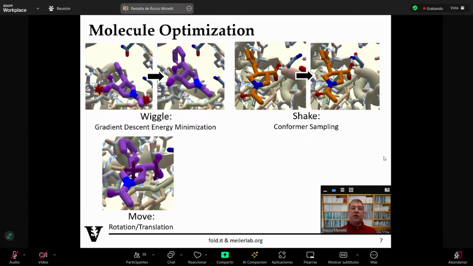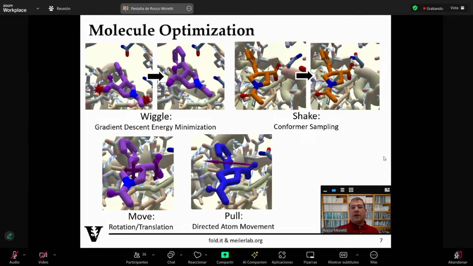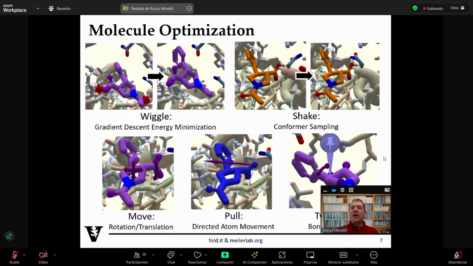There's a Move tool, which allows rigid body translation and rotation of the small molecule within the pocket. Pull, which allows players to click and drag atoms in the molecule to move them to different locations. And we also have the Tweak tool, which allows players to go in and individually rotate rotatable bonds within the molecule.